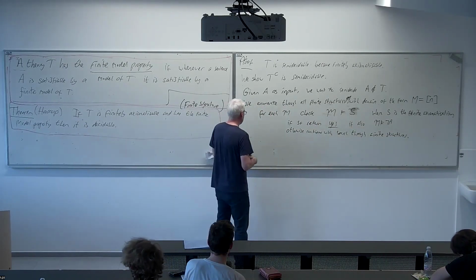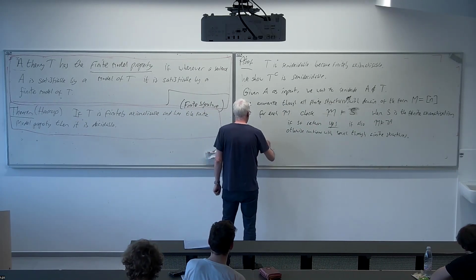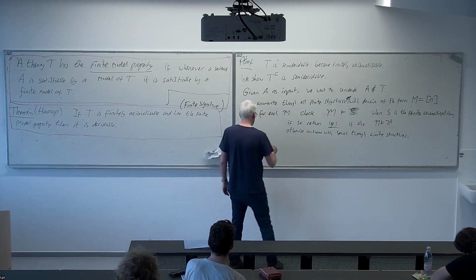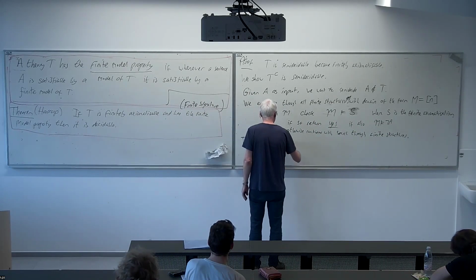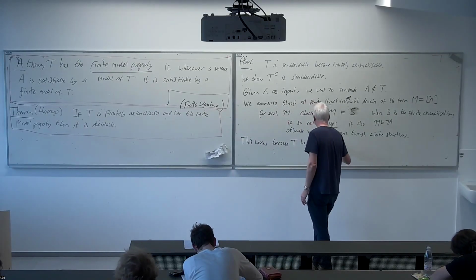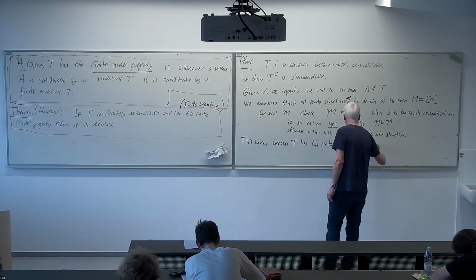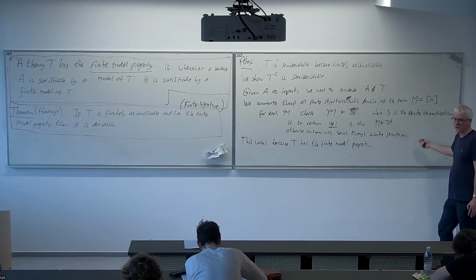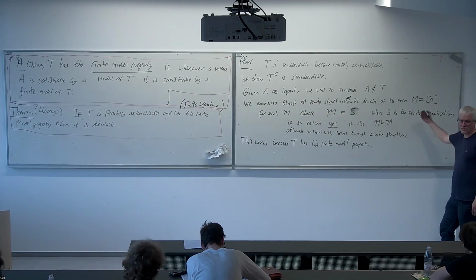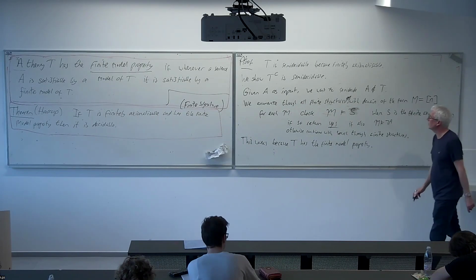So this works precisely because T has the finite model property, which means if not A holds in some model of S, then it holds in a finite model of S. So we will eventually find a finite model in which not A holds.